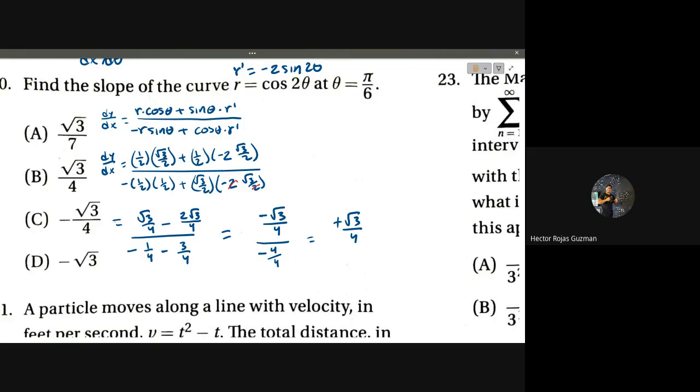Oh, I found it. Same thing in the denominator. I shouldn't have canceled out these 2's, because that's just going to mess everything up. See, that should be over here. It should be negative 2 times 3 over 4. There we go. Negative square root of 3 over 4 divided by negative 7 over 4. Now I can multiply by the reciprocal. These cancel and we get square root of 3 over 7.